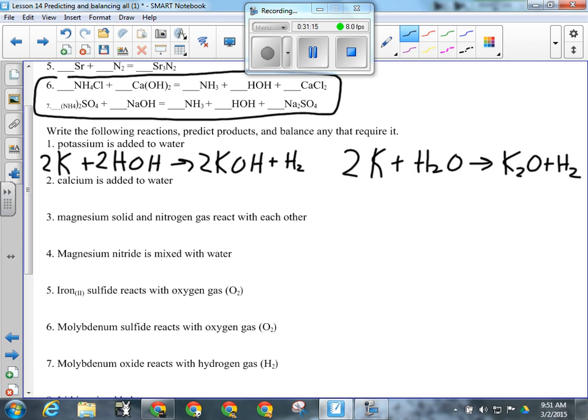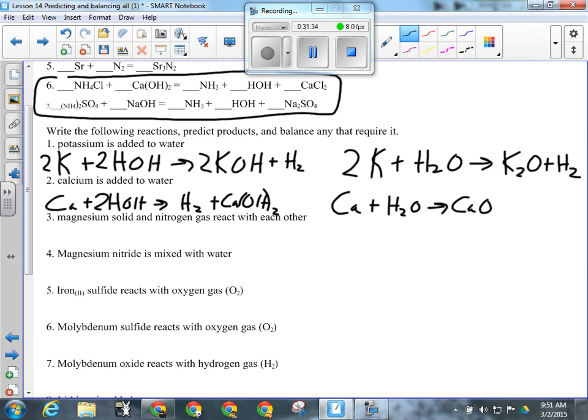Same thing happens with calcium. You could have Ca plus HOH, and you would end up with H2 plus CaOH2. And then you need a 2 there. Or you could have Ca plus H2O, which would give you CaO plus H2, and that reaction would already be balanced. And again, either one of those is technically correct because both happen. Does that sort of make sense, everybody? So it doesn't really matter which one you picked. You picked the right one either way, because in reality, both happen. Any other ones giving us trouble there?